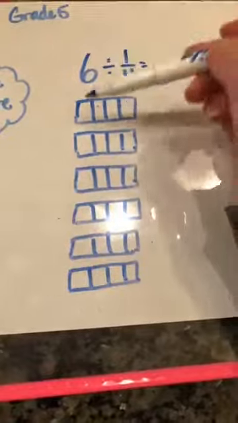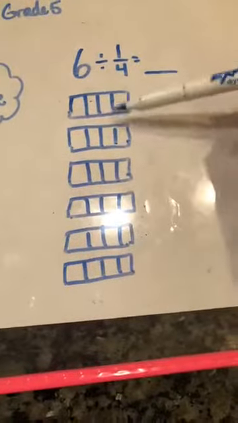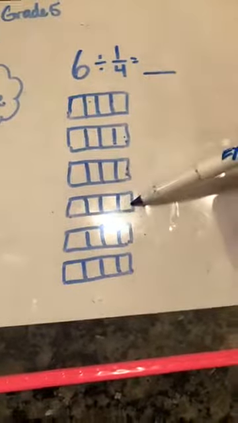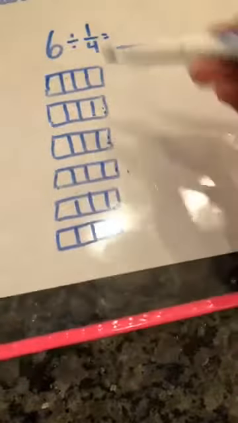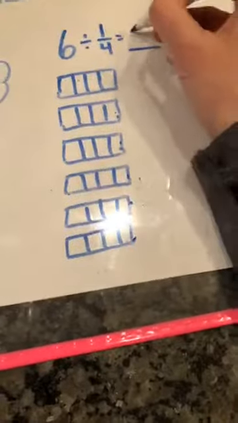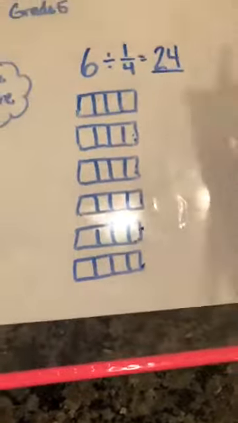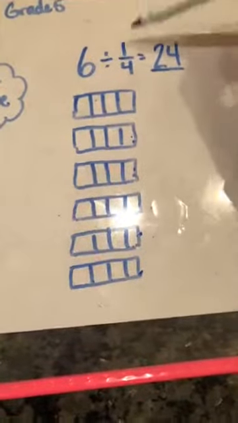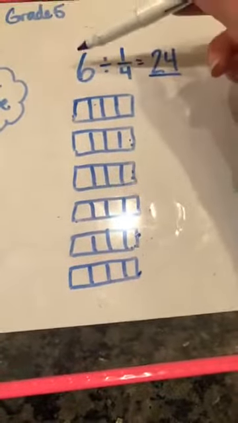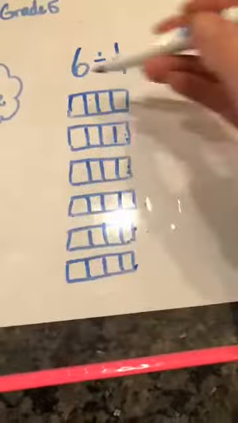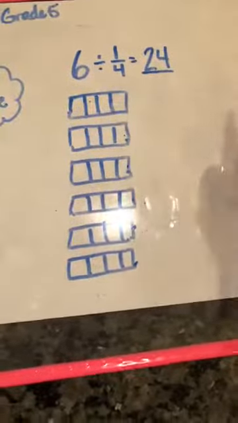So 1/4 and how many? And we can clearly see that it's 4, 8, 12, 16, 20, and 24. So it's going to take 24 days. So there are 24 1/4 that fit into 6. And you can encourage them to count. You can encourage them to do whatever they need to do.